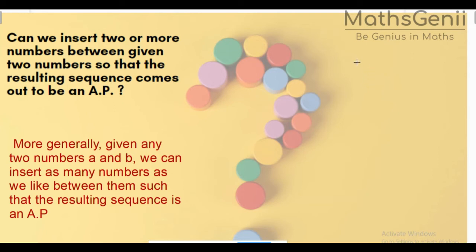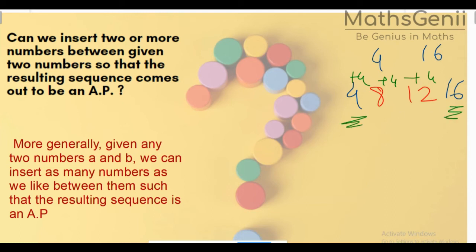So if you have the numbers, say 4 and 16, I can insert, between these numbers, arithmetic means. I can insert 8, I can also insert 12. Is it forming AP? Of course. If you add plus 4, it has a common difference, correct? So it is forming an AP. So the answer to this question is yes, you can add two or more numbers between two numbers so that the resulting sequence is in AP.